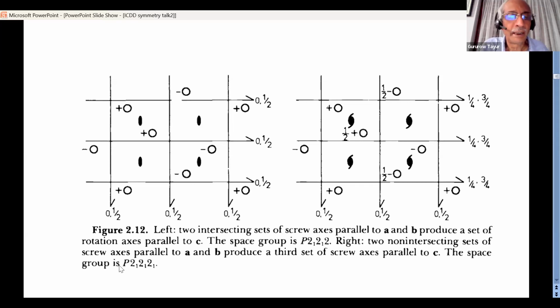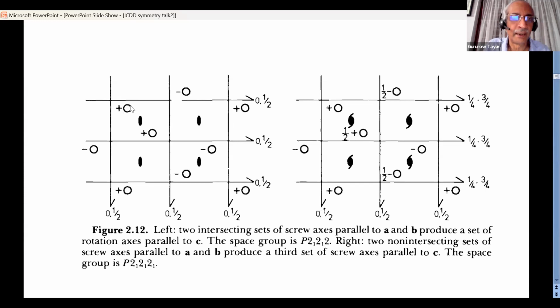Now, how can we generate the space group P21 21 21? If we want this space group, then all the three screw axes which we consider should not intersect with each other, but should be displaced with respect to each other by 1/4 the distance. So we have two non-intersecting sets of screw axes parallel to A and B, which produce a third set of screw axes parallel to C. So this now becomes also a screw axis. You will see half plus 0 here.